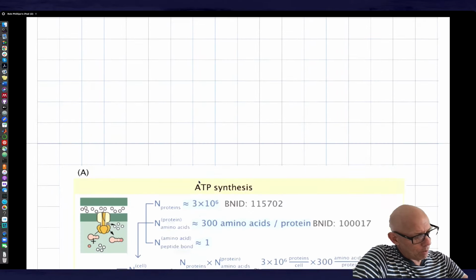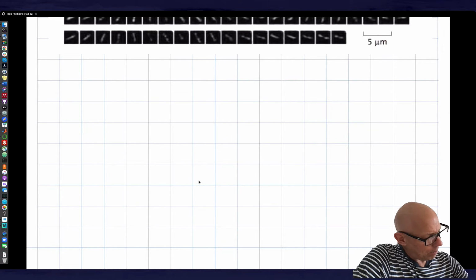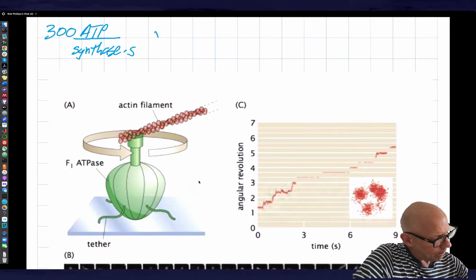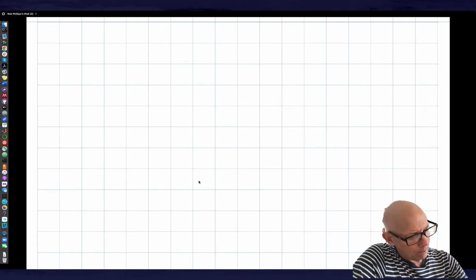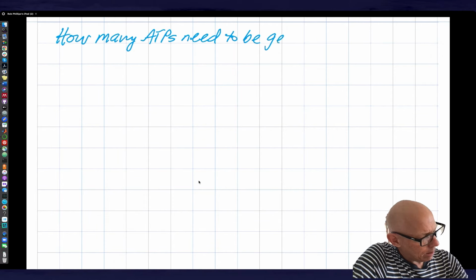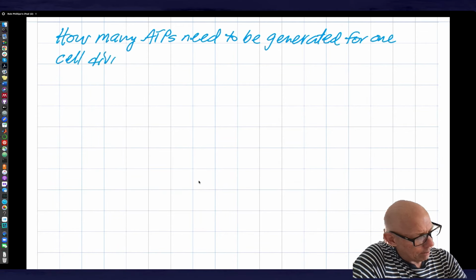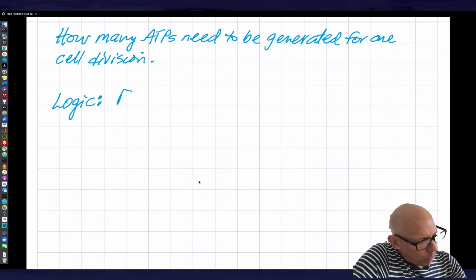Now I want to come to terms with how many ATP synthases there are. Let me add a page here. Good. We have a page, and now I can try to figure out how many ATPs need to be generated for one cell division. That's the question we want to address. And the logic, just as a reminder, is that I'm intentionally ignoring the fact that there are other processes, and we're going to focus only on protein synthesis.